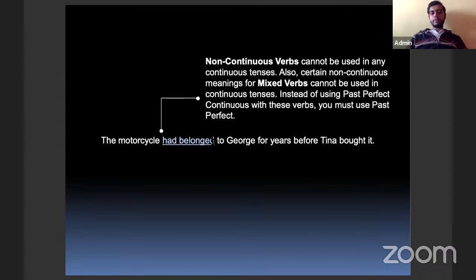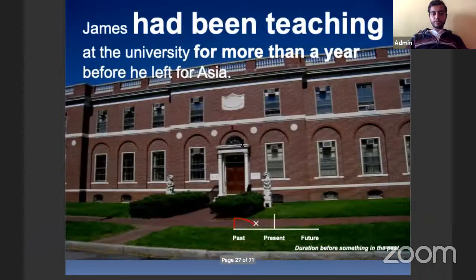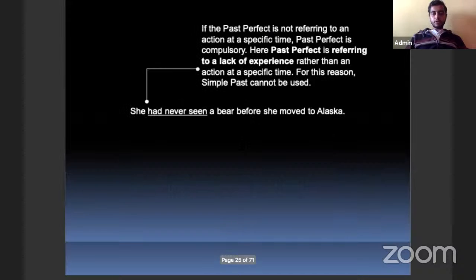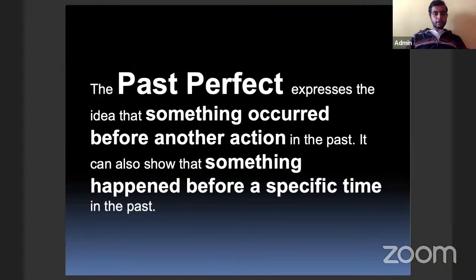Shantanu had said to use simple past, but the correct answer is the past perfect. Why would it be past perfect? Because Tina bought the motorcycle, which means this happened in the past. But before that, what had happened in the past? The motorcycle had belonged to George, which is exactly where you use past perfect, to say that something occurred before another action.